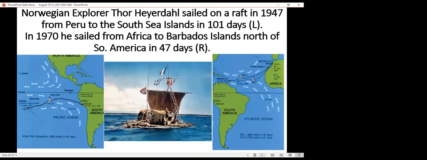His raft sailed in 1947 from Peru to the South Sea Islands in 101 days. And in 1970, he sailed from Africa to Barbados Islands, north of South America, in 47 days, all in these reconstructed balsa rafts that were early transport. And he argued for oceanic migrations.